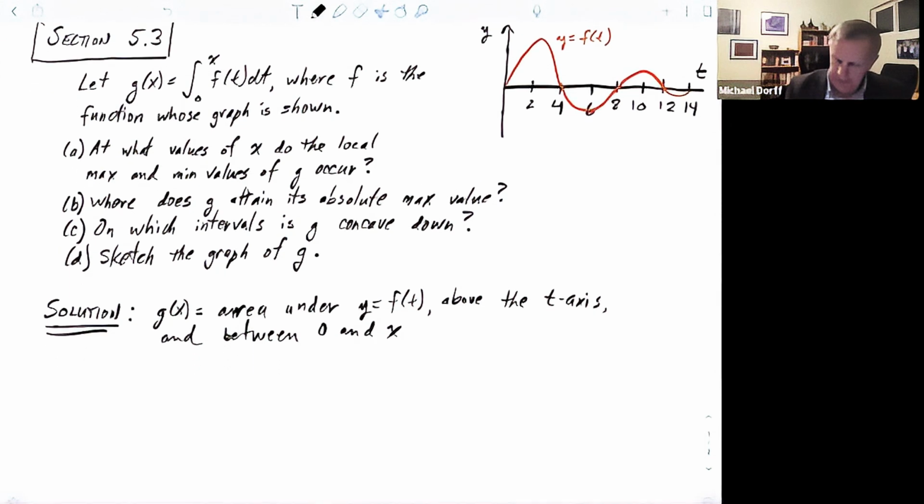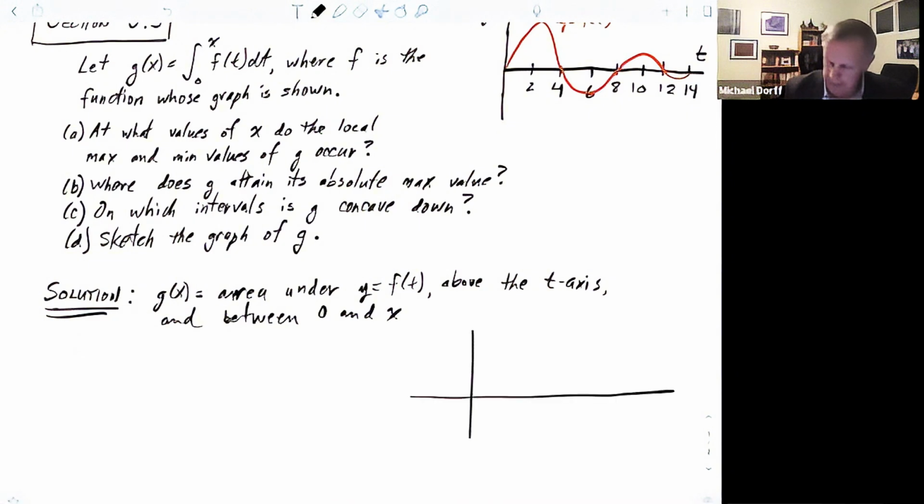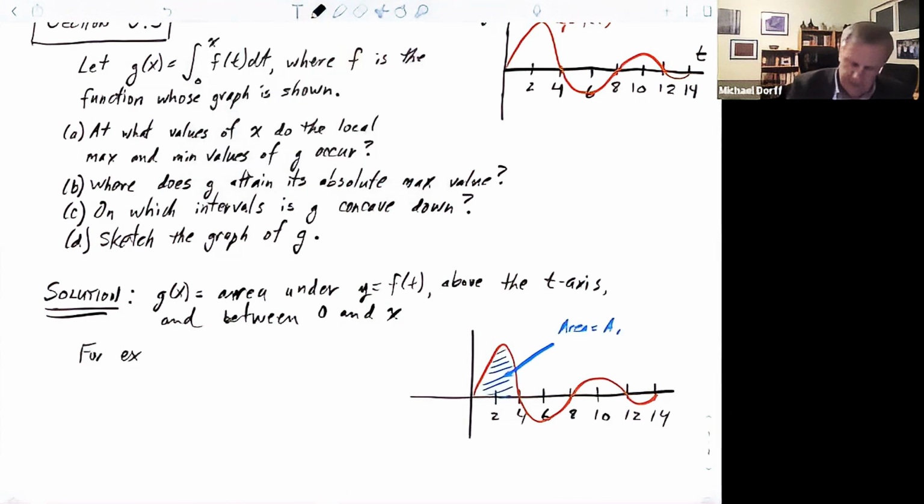So let's look at an example. First, I'm going to draw again my curve here. So first it goes up and then comes back down, down, up, and then like this. All right, I'm going to call this area A1. So if I just look at, as an example, what is g of 4? g of 4 is the integral from 0 to 4 of f of t dt, and that equals that area A1.